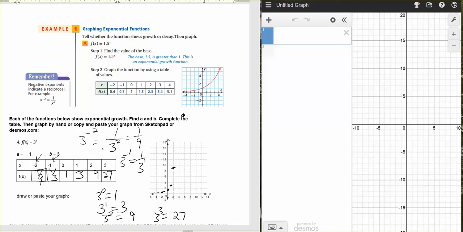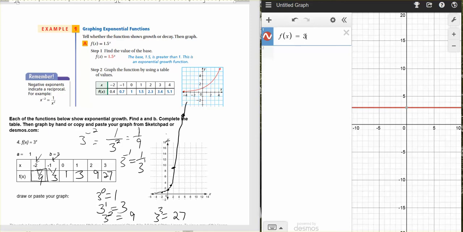So to draw this is a little bit tricky, but you're going to try to draw a smooth curve that goes and increases rapidly. Now we could have also graphed this in Desmos, probably a little easier. I'm trying to type x there. f of x equals 3 to the x power.